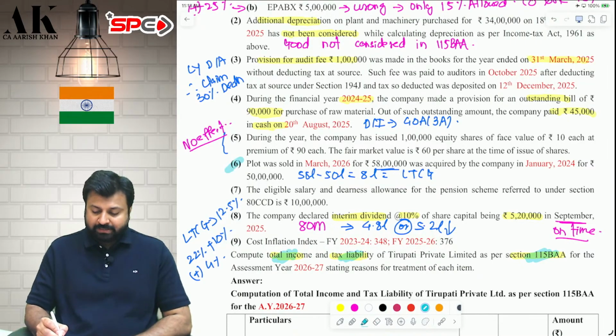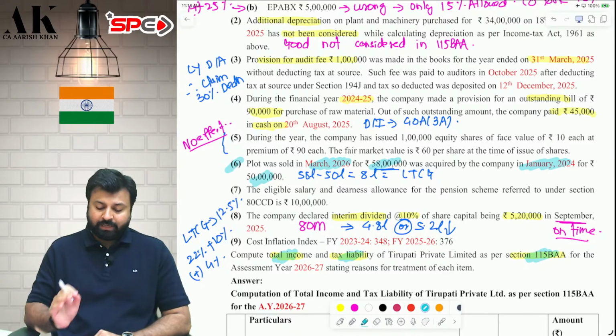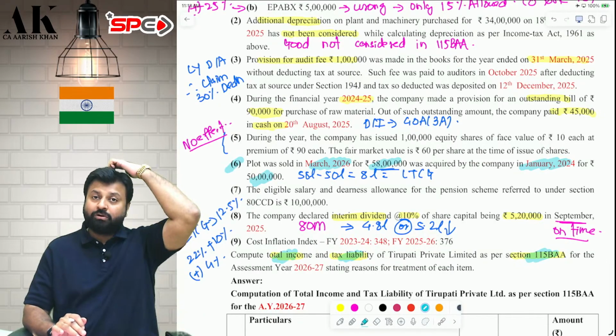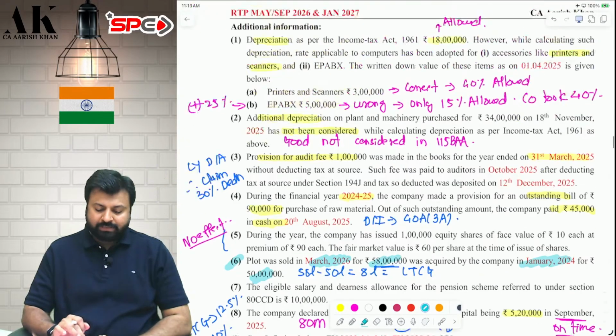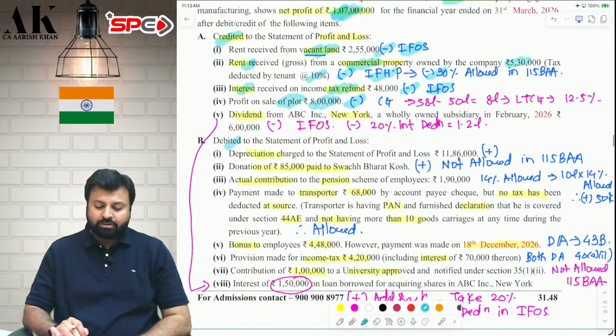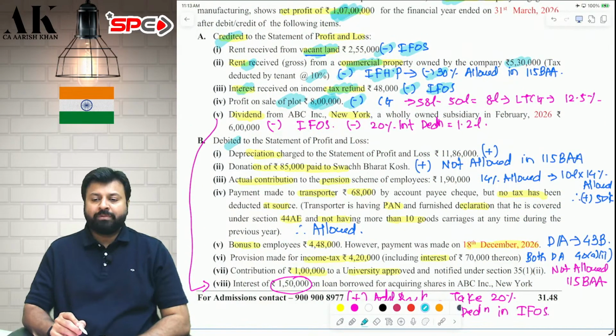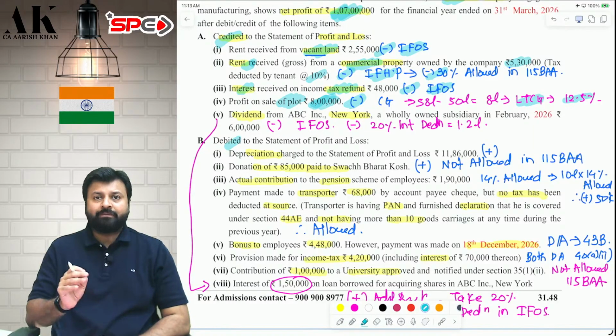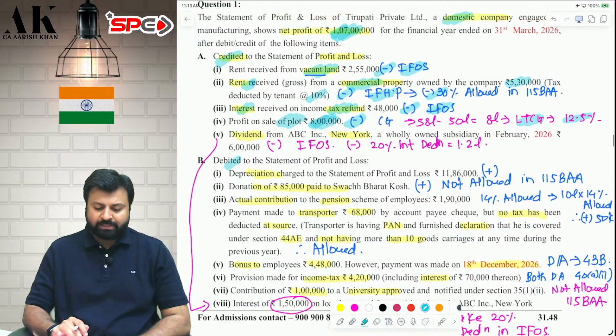The plot was purchased in Jan 24 and it is sold in March 26. The plot was purchased for 50 lakhs and it is sold for 58 lakhs. Therefore, the capital gains will be considered to be long-term capital gains, because it is sold after 24 months. Therefore, this 8 lakh rupees will be long-term capital gains. So what is the ultimate treatment? Reduce from PGBP, show under capital gains. Under capital gains, you have to show 12.5% as your tax. I hope it is clear to all of you.